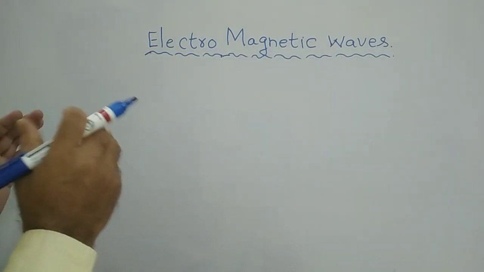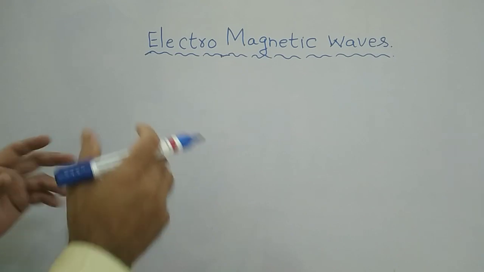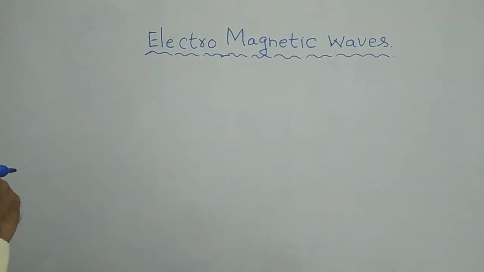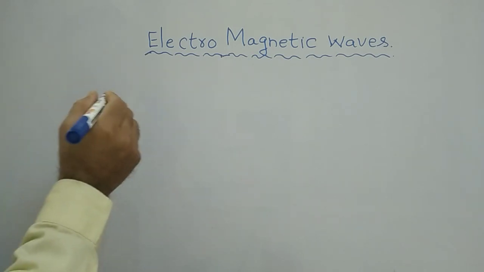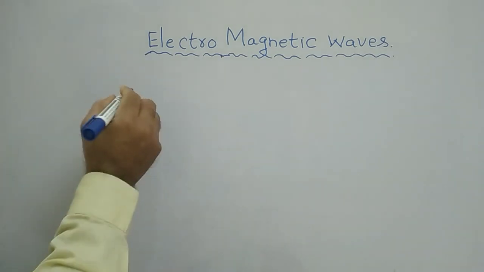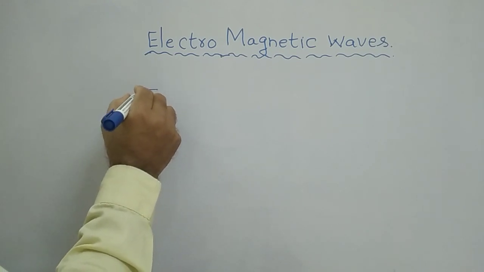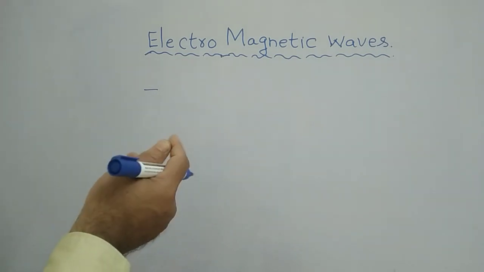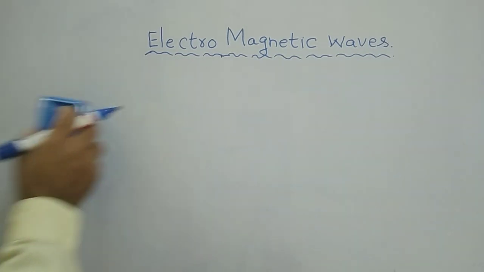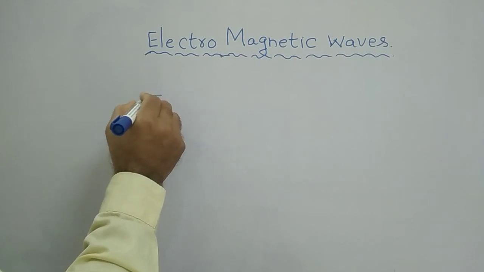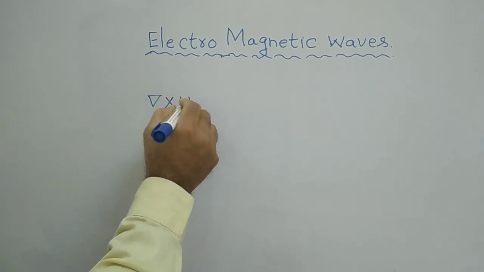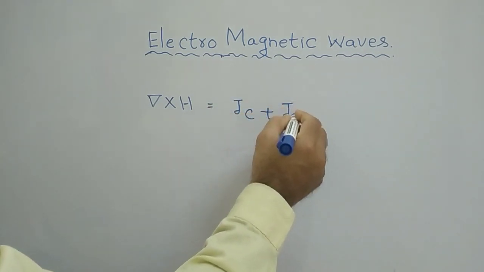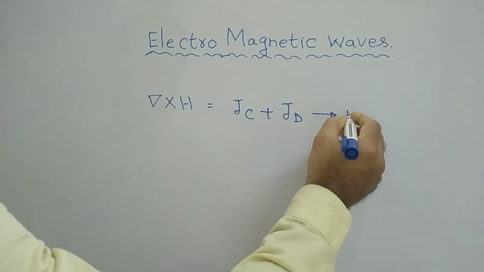For deriving the expression for electromagnetic waves, we have to refer again to Maxwell's equations, right? Let us consider Maxwell's equation first. The first Maxwell's equation, in point form or differential form, can be written like this: del cross H is equal to conduction current density plus displacement current density. This is equation number 1, right?